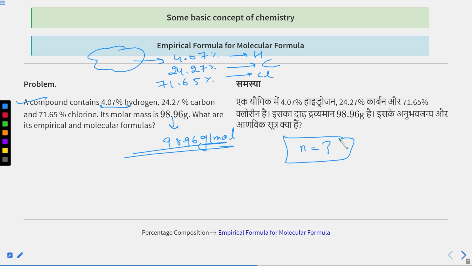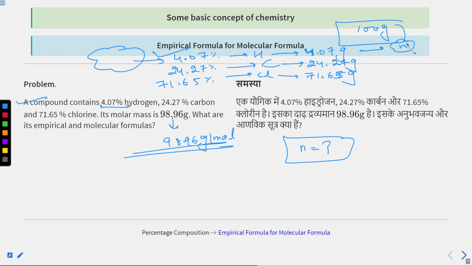The percentages are given, so how can we convert this percentage into moles? If I take 100 gram of this compound, out of this 100 gram, 4.07 gram is hydrogen. Then you can convert the percentage into given mass: 4.07 gram hydrogen, 24.27 gram of carbon, and 71.65 gram of chlorine. If I have the given mass, you know the atomic mass, so you will get the number of moles.